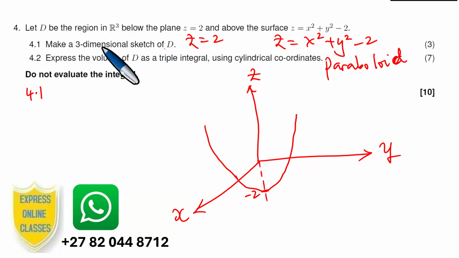But on its way up, it's going to meet the plane because it's supposed to go up. It's a parabola in 3 dimensions, so it's supposed to go higher and higher. But instead, they are saying, let D be the region in R3 below the plane. So there's a plane z equals 2. So there's going to be z equals 2 here.